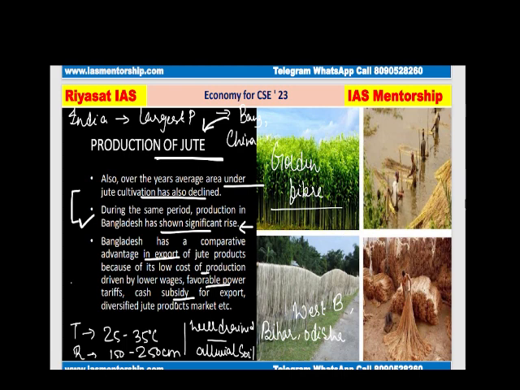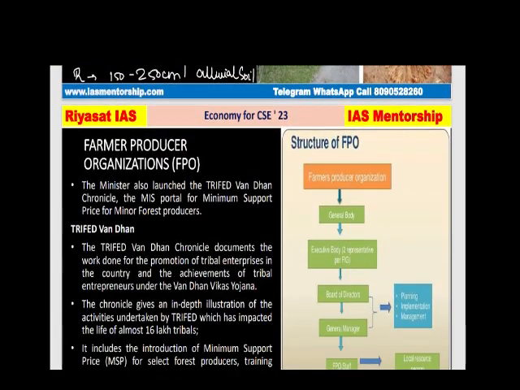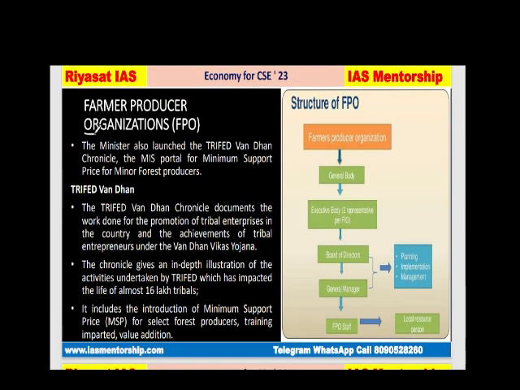Jute is known as the golden fiber because it is used for making very important things such as gunny bags, mats, ropes, artifacts, carpets, etc. Clear? Fine. Moving ahead, let us understand the next topic, that is the Farmer Producers Organization.